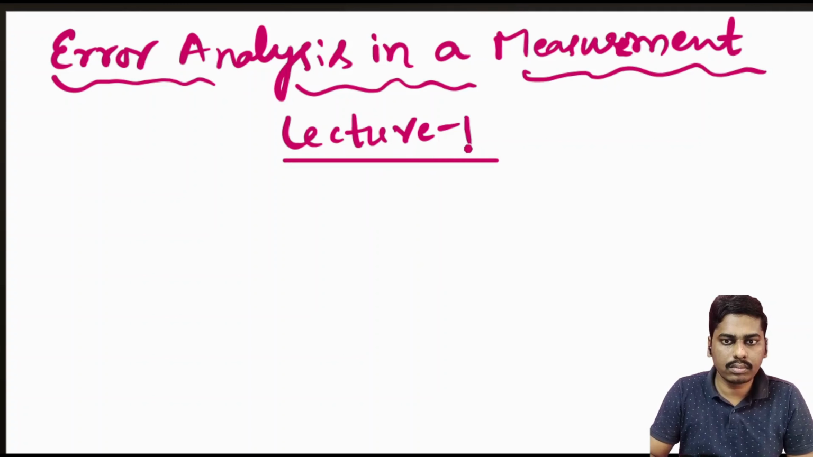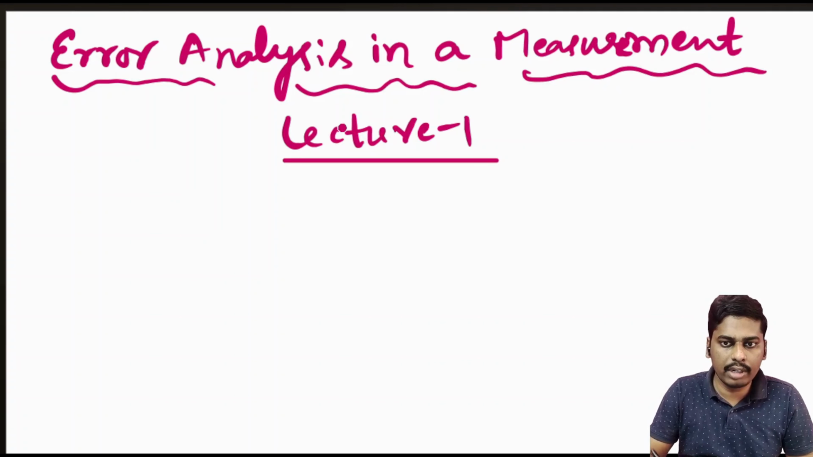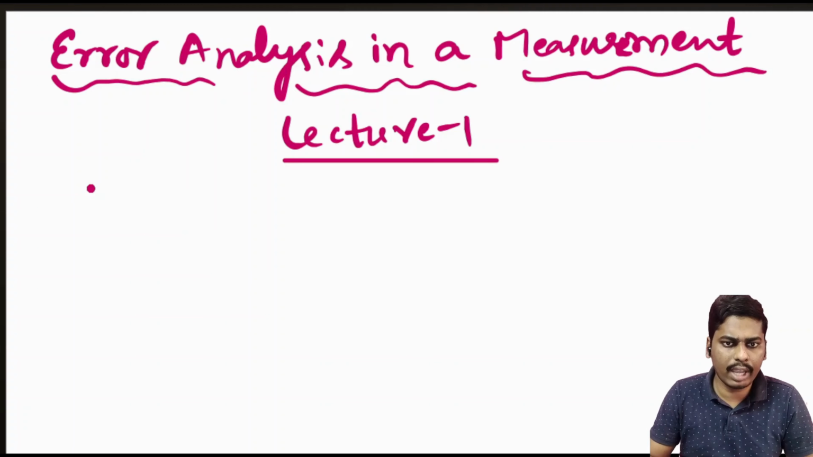And one more thing I would like to say is, in order to dive further in this chapter, we need to know the basics of error analysis in a measurement chapter, and I'm going to cover the basics in this lecture. And the actual question, why do errors occur in an experiment? In an experiment, the errors occur because of so many reasons.